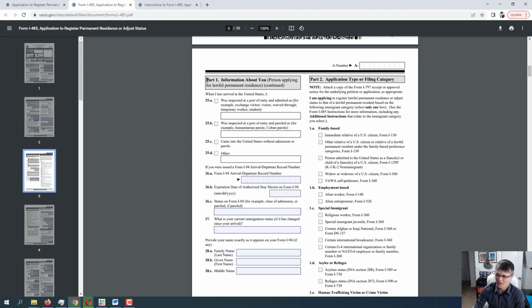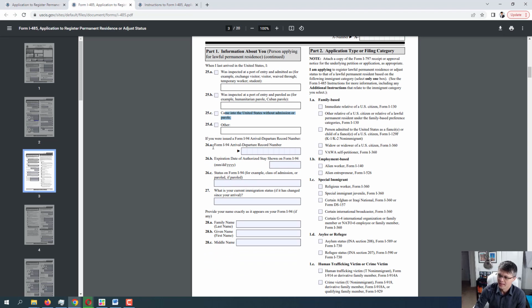Moving further, we're still in part 1, information about you, and there are a few questions about your arrival. Again, when I last arrived in the United States, I was inspected at a port of entry and admitted as, for example, visitor, waived through, temporary worker, student; was inspected at a port of entry and paroled as, for example, humanitarian parole, Cuban parole; came into the United States without admission or parole; or other. And that's how you were admitted into the United States. Very important.